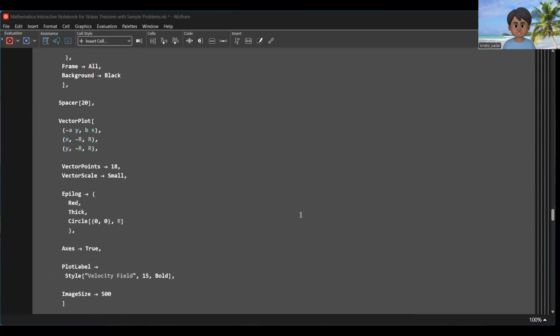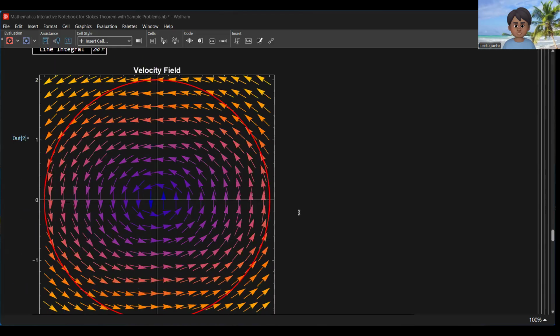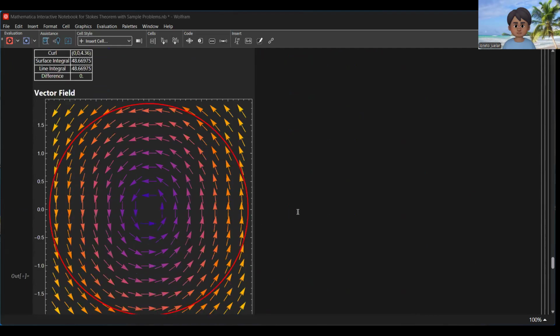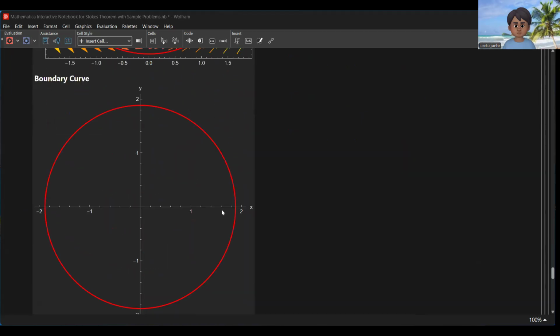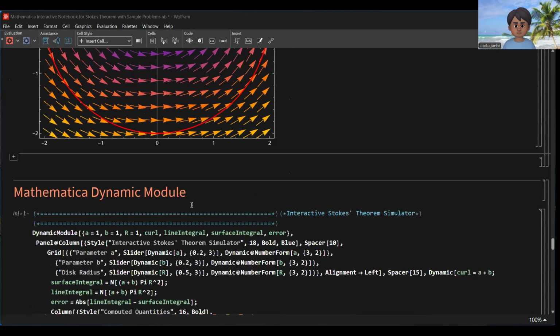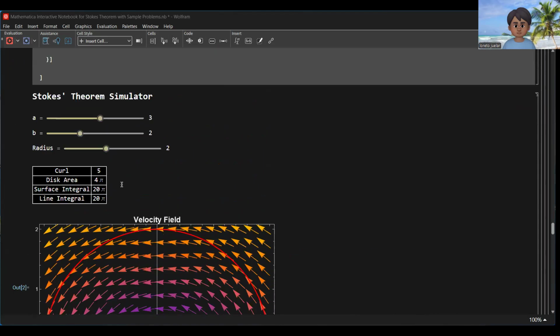So here we have to first discuss the simulator, what the simulator demonstrates. The vector field here is equal to negative a y, b x. So we have a and b here. Our a here is given by 3. So b is equal to 2 here.